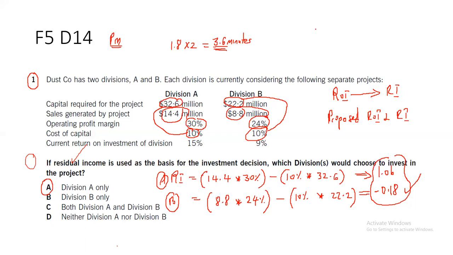Good, so that was our question there. Why have they put in the percentage of the current return on investment of the division? No, you didn't need it. Yeah, it was just to distract you. Somebody says, but why did they give us the current ROI? It was just to distract you. That's all. That's a distraction.